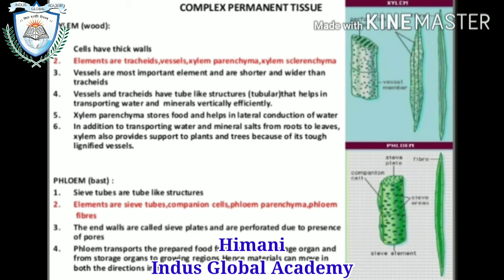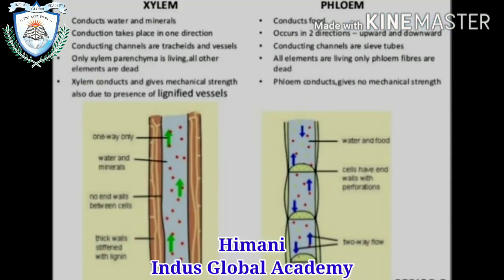As we know, food is prepared in the leaves with the help of photosynthesis, okay, and from the storage organ to the growing region. Hence, materials can move in both directions in it. Xylem is unidirectional, phloem is bidirectional.